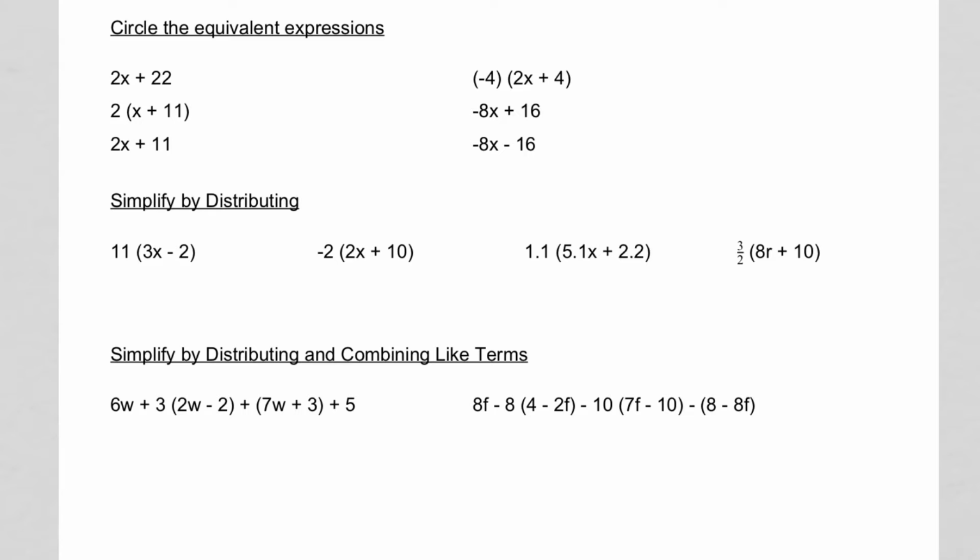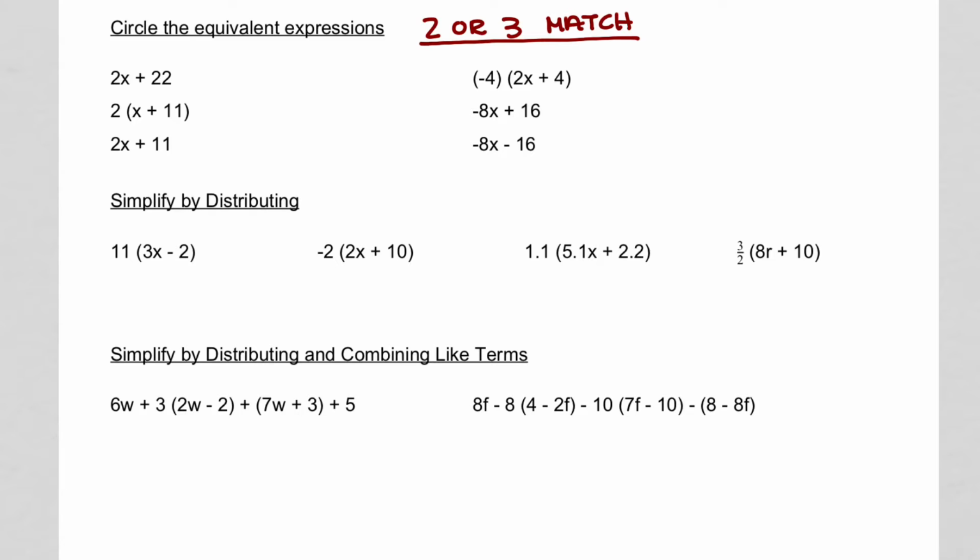So for example, the first one here is circle the equivalent expressions, and it could be 1, 2, or 3 different ones that are the same. There's going to be 2 or 3 that match, okay? So if you found 2, that doesn't mean that, oh, I should stop now. Keep looking, because what if the third one does too?